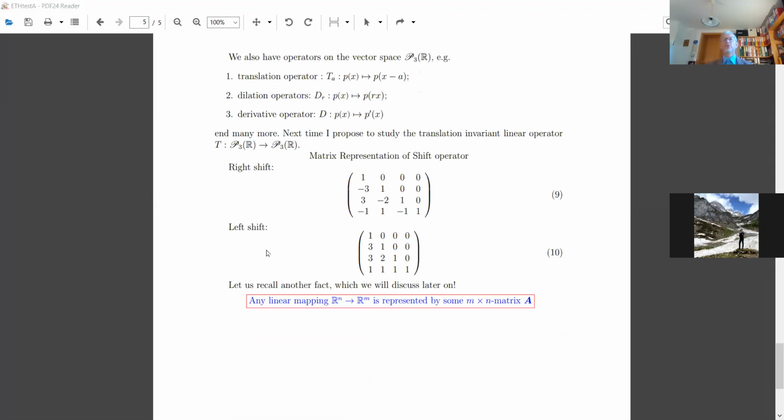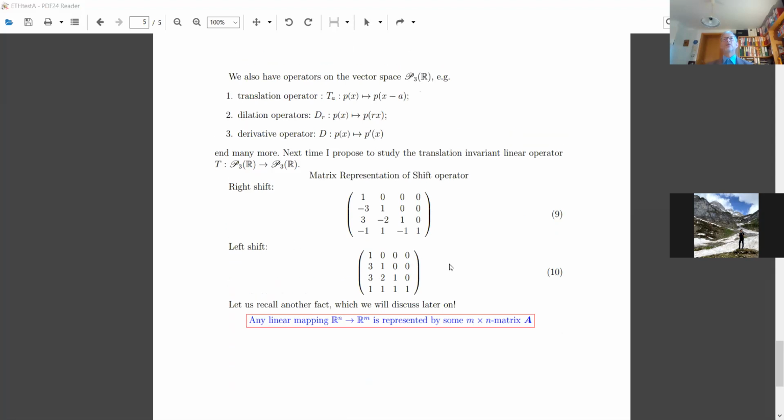And the left shift has another matrix which looks like this. Now, if we were in a classroom, I would ask you, does this remind you of something that you know, which you're familiar with? Here I have to say, well, probably most of you, after looking at this for a while, will say, oh, the columns look familiar to me. 1, 3, 3, 1, and 1, 2, 1, and 1.